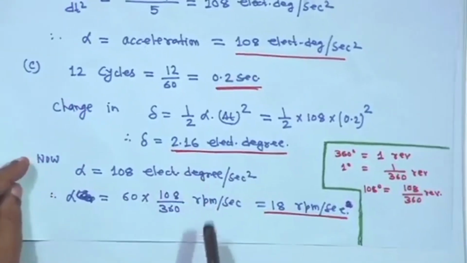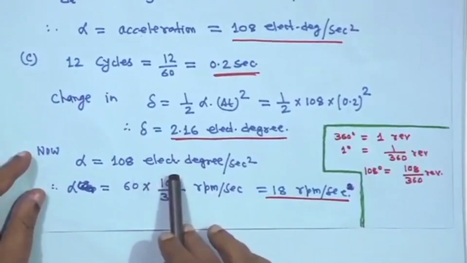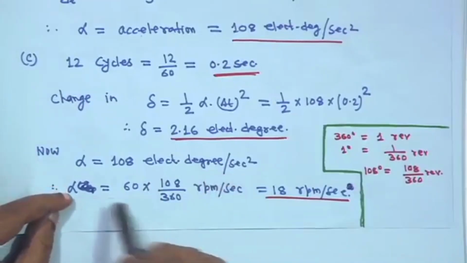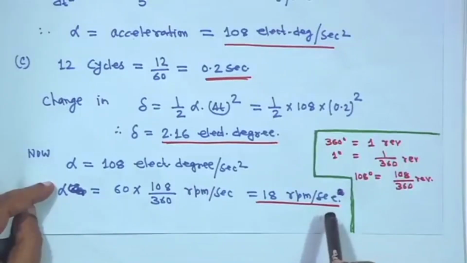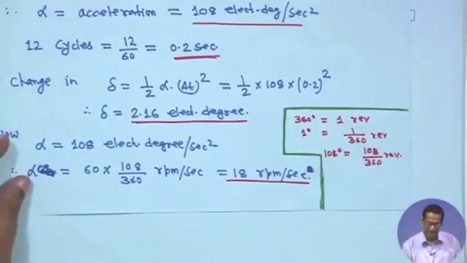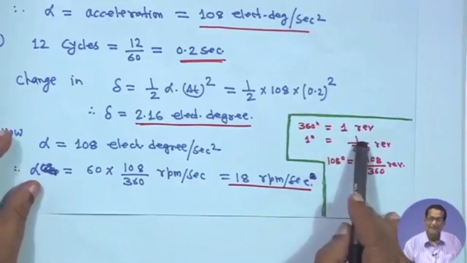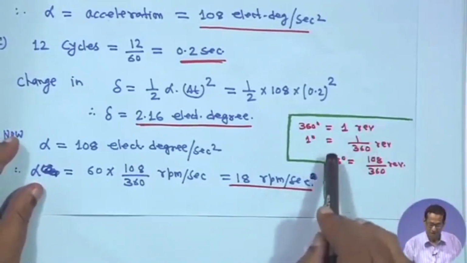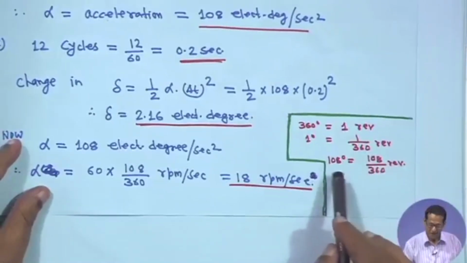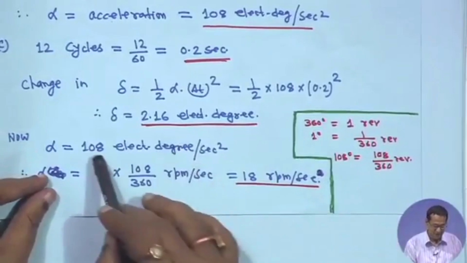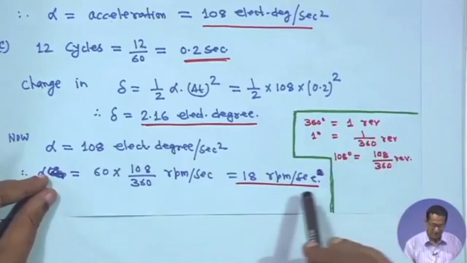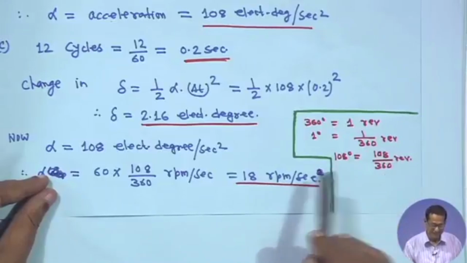Now, this alpha is equal to 108 electrical degree per second square. This one we have to convert to RPM, revolution per minute per second, the acceleration. How will we do it? Look, it is simple arithmetic. 360 degree is equal to 1 revolution, 1 degree is equal to 1 upon 360 revolution, and 108 degree is equal to 108 by 360 revolution.